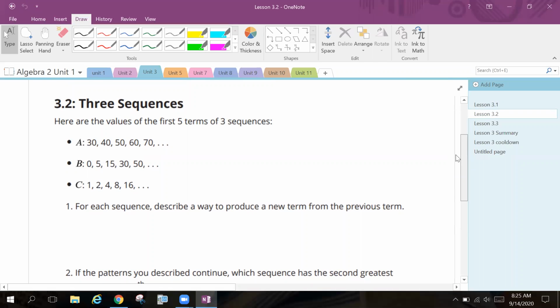All right. So you're going to have 20 minutes to think about this one. So think about how you could define these sequences.